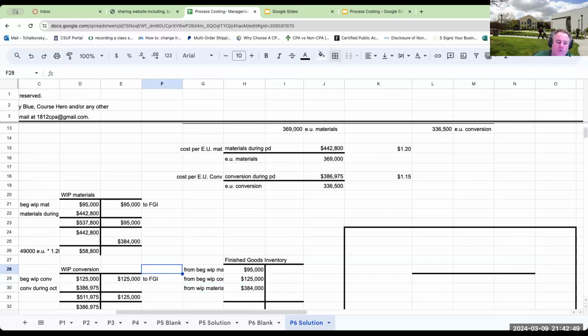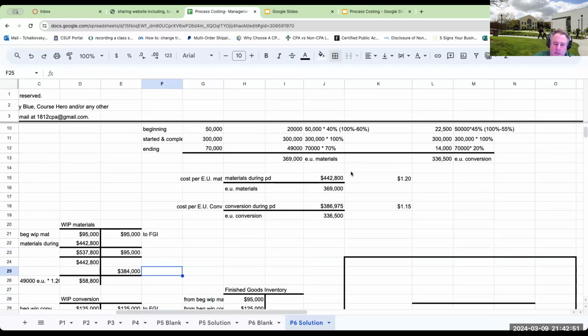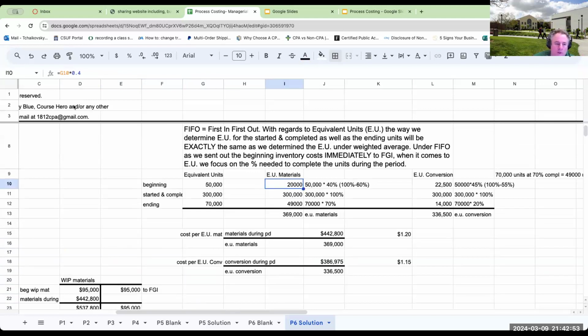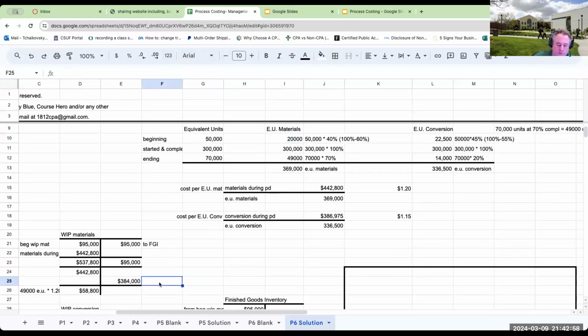Now, how can we go through and check our work? Well, I had beginning equivalent units of 20,000, plus 300,000 started and completed, or 320,000. If I multiply that by 1.2, I'm going to get 384,000. You have to check your work on these questions. Always a good way to do it.